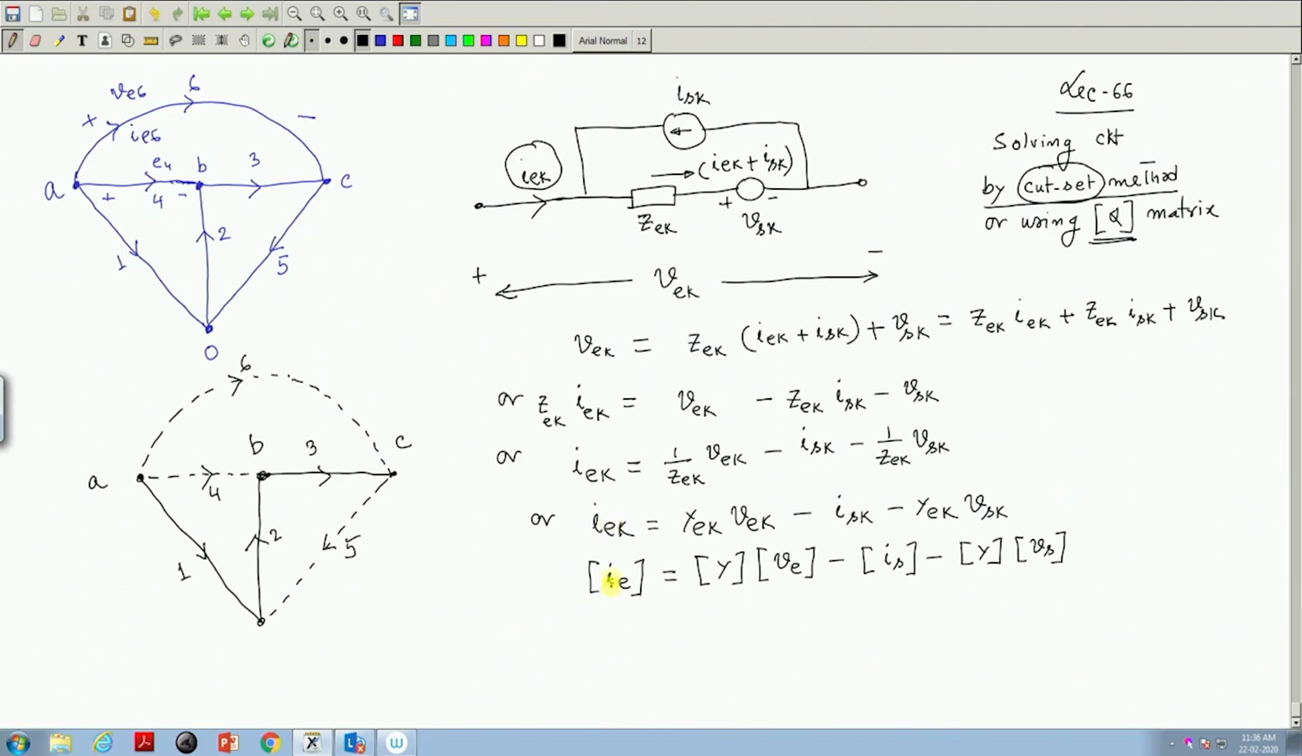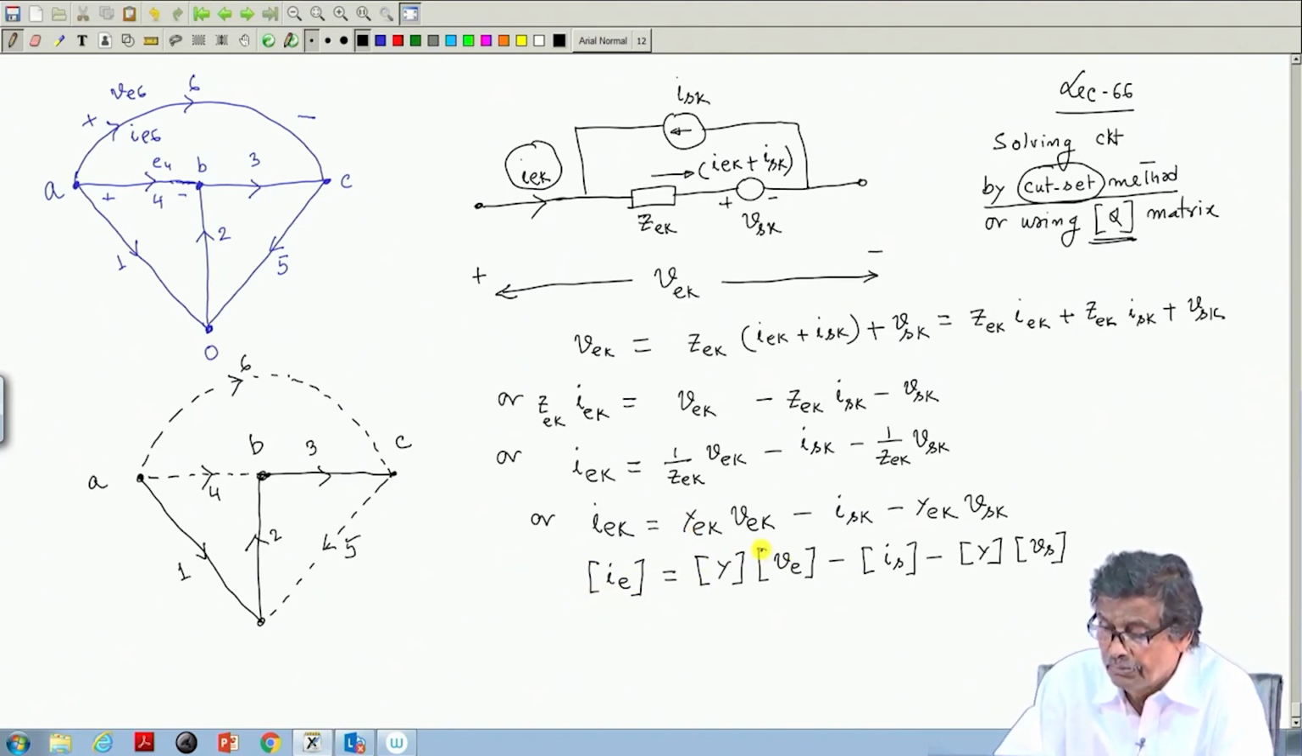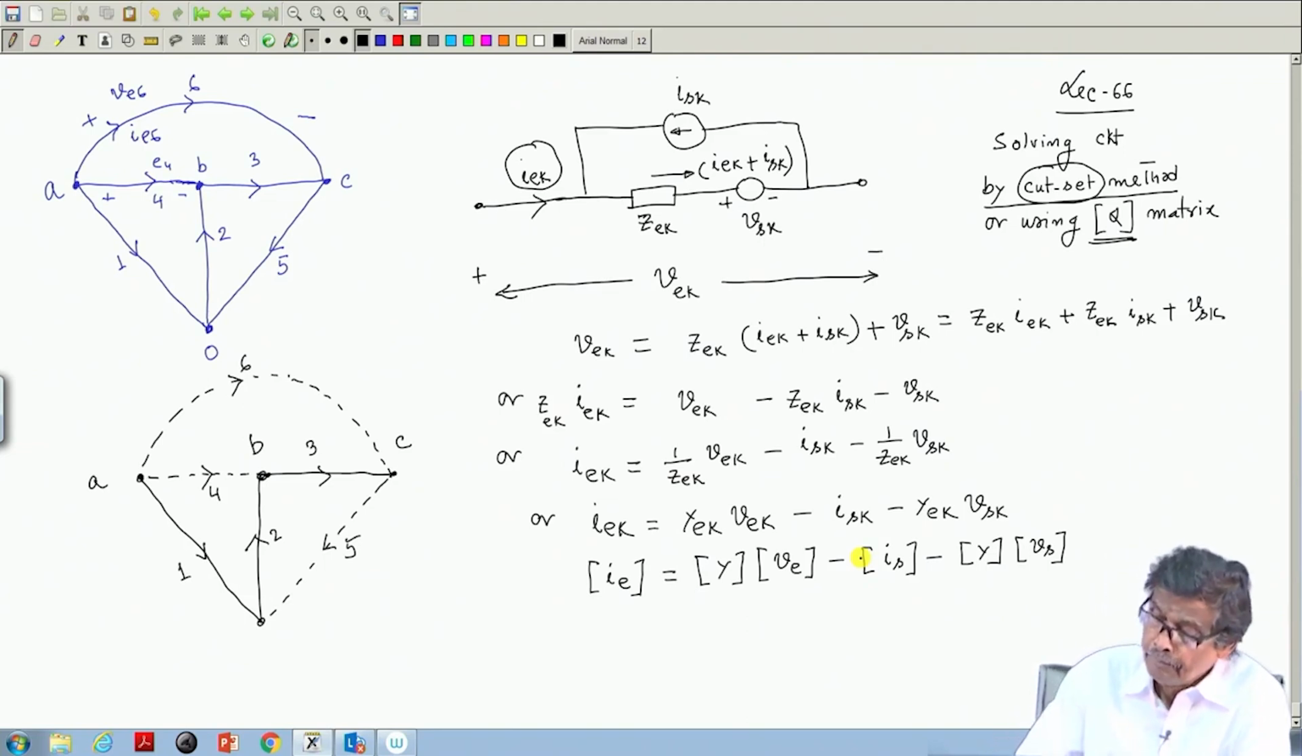Now, if you do it for all the elements, that is IE1, IE2, IE3, it can be a column matrix. Here it will be a diagonal admittance matrix. This will once again be a column matrix of different element voltages, and these are the source voltage and current. Source voltage and current you keep always on the right hand side. That we have applied previously.